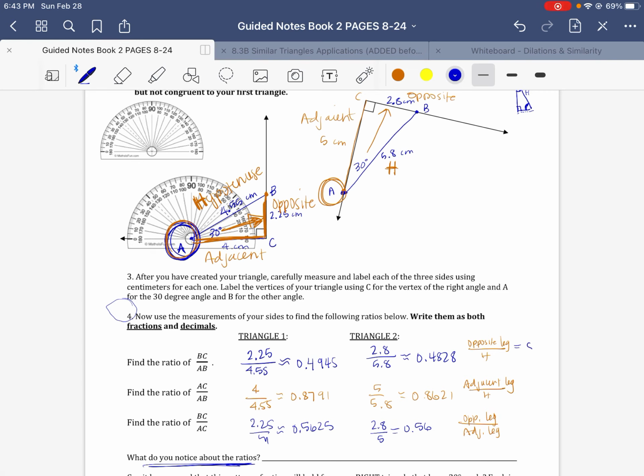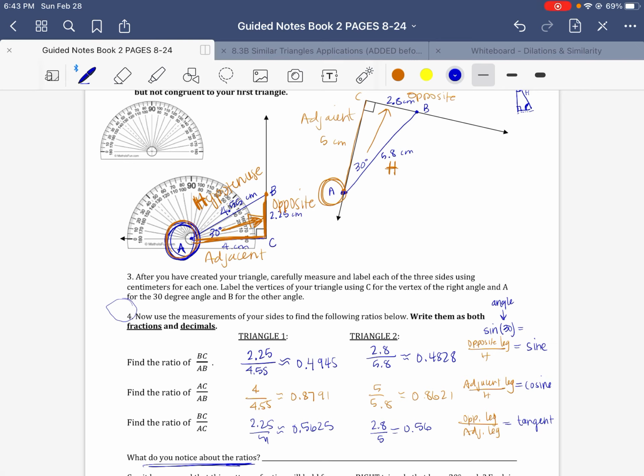This first one we call a sine ratio, okay? Sine is spelled S-I-N-E. This next one that relates to the adjacent leg we call a cosine ratio. And the last one that relates the two legs we call the tangent ratio. These are the three ratios, and I'm going to show you this really quickly: if I wanted to look at the sine of 30 degrees, this is the way we write it.